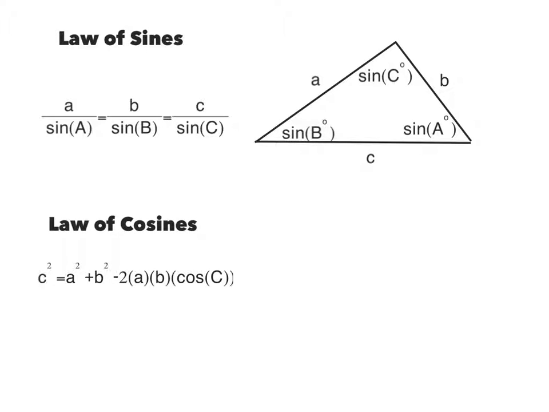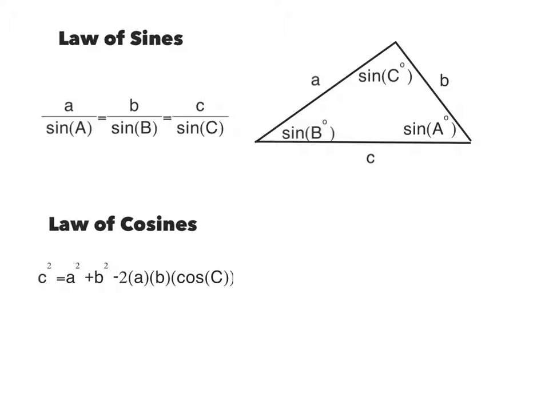The law of sines equates all sides to the sine of their respective angles. You can use the law of sines when you know one side and its respective angle. The equation for the law of sines is a over the sine of a is equal to b over the sine of b, which is equal to c over the sine of c. This is solved by using algebra.